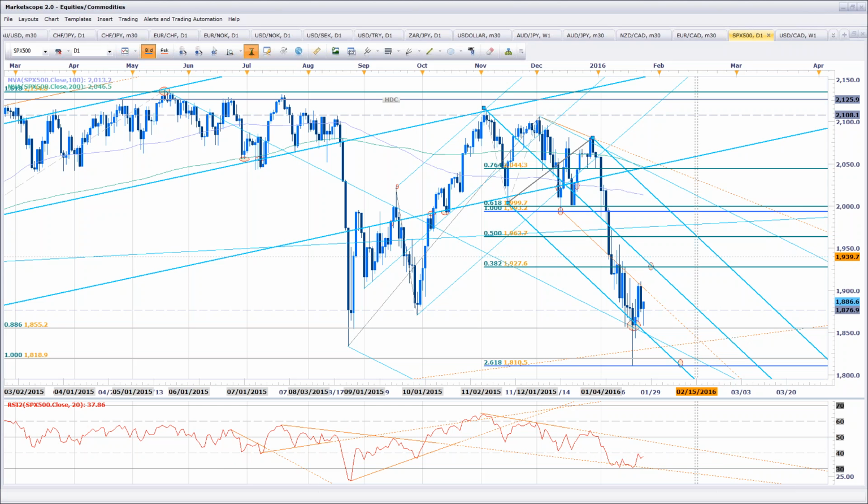But Chip, if you're looking for short exposure from these levels, I think you wait for that pushback towards 1927. If you're looking to intraday trade it, Chip, it's a whole different ballgame.